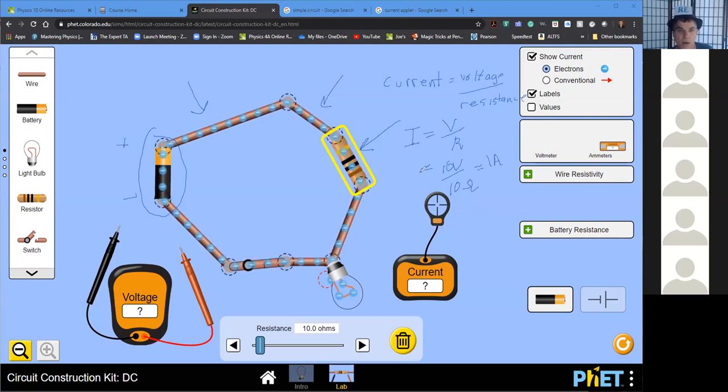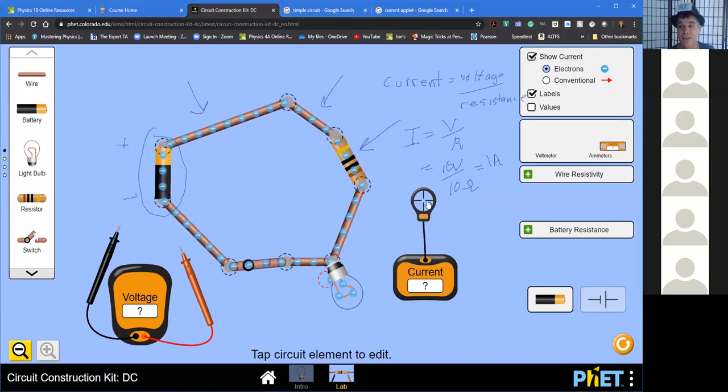And hey, I have a little current measuring device. This would be called an ammeter. It looks nothing like this in real life, but I measure it. Hey, I have 1 amp of current. This is what I would expect from Ohm's Law.